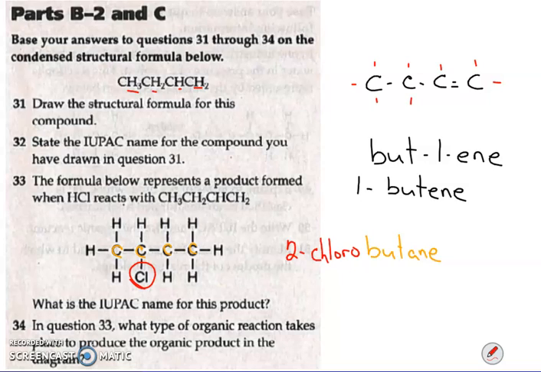34 says in question 33, what type of organic reaction takes place to produce that? Well, we said we're taking an alkene. We're going to add a hydrogen chloride across that double bond, and that is an unsaturated hydrocarbon being added to, so that is an addition reaction. Remember, the vowels go together. Unsaturated has addition, saturated has substitution.